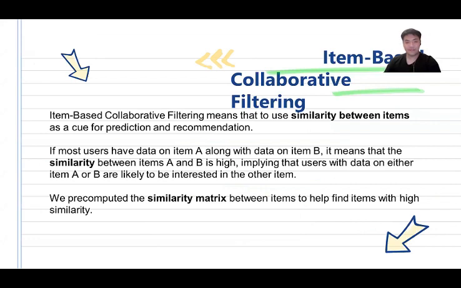Item-based collaborative filtering means using similarity between items as a clue for prediction and recommendation. If most users have data on item A along with data on item B, it means that the similarity between items A and B is high. It means that users with data on either item A or B are likely to be interested in the other item. So we pre-computed the similarity matrix between items to help find items with high similarity.